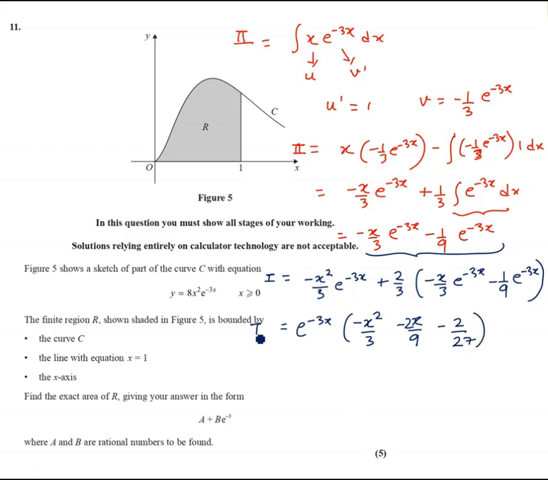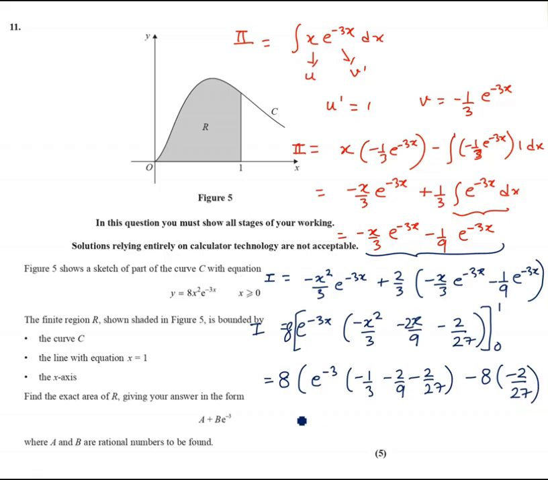Okay, so that's your I, and then you have to multiply it by 8 as well, and we can put the limits now, 0 to 1. So it becomes 8 times, when you put 1 it becomes e to the power minus 3, and minus 1 over 3 minus 2 over 9 minus 2 over 27, minus 8 times, you put 0, e to the power 0 is 1, and this becomes minus 2 over 27. Now let's simplify. So minus 1 divided by 3 minus 2 divided by 9 minus 2 divided by 27.